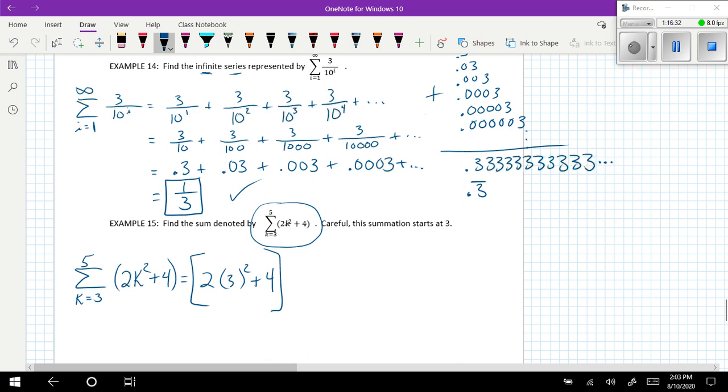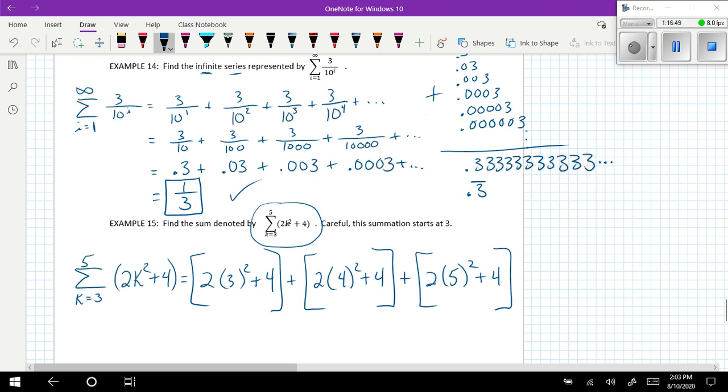And after I put the 3 in, I'm going to do the same thing again, but I'm going to put a 4 into my dummy variable. And then I'm going to put a 5. And you just continue to substitute until you hit that upper limit. So should I keep going here? No, because 5 was my upper limit right here. So I have to stop here. This is where I start.